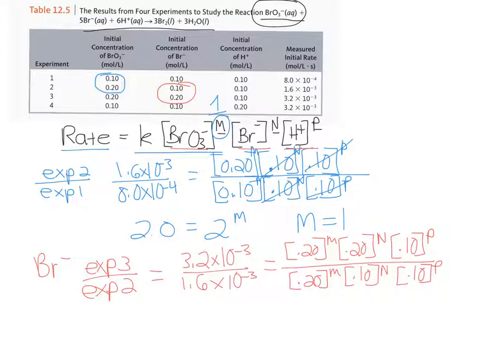Okay, when you set this up, you'll see this and this cancel out, this and this cancel out, and we're going to be left with a 2 on this side, and we're going to be left with 2 to the n here. Just like the first one, n is to the first. So this is going to be a 1 as well. Lastly, we're going to solve for p. Let me go ahead and get a fresh paper out for that.